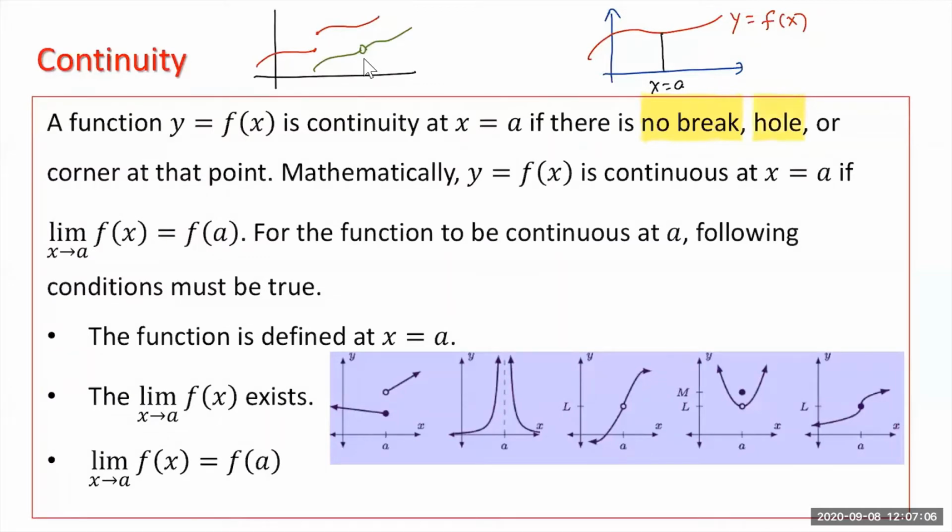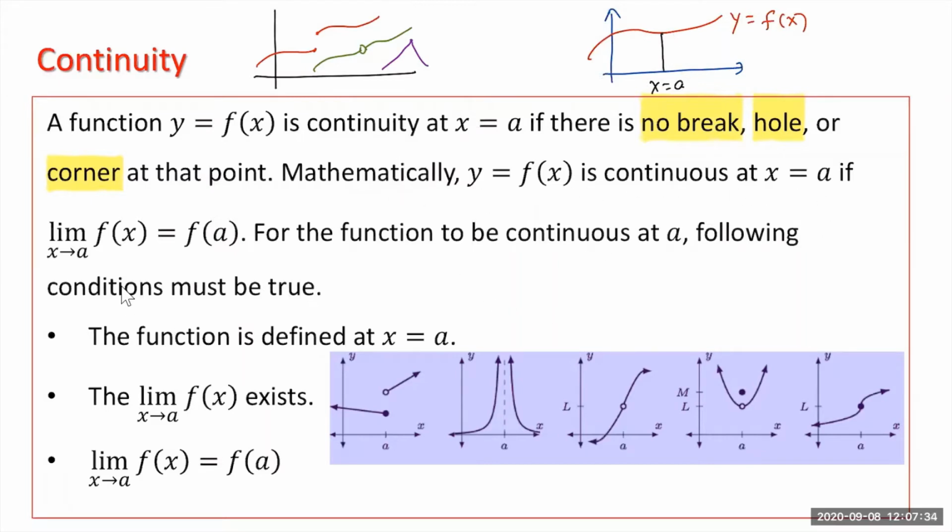There should not be a hole, or any kind of sharp corner. When we say corner, it is like this. The function is going up like this, and then making a sharp corner, it's going like that. This is the break, this is the hole, this is the corner. If the function has a break, hole, or corner, it is not continuous. If nothing is there, the function is continuous like this.